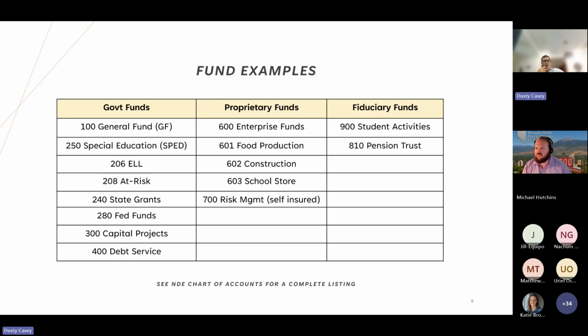And then, of course, fiduciary funds are things like student activities, like I mentioned, or things like pensions, if you had some sort of trust set up for pensions, not to be confused with what you're paying into for PERS, et cetera. But all your other funds, even capital projects and debt service funds, are considered governmental funds.